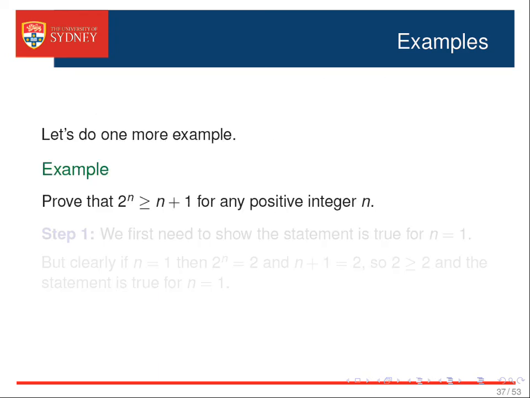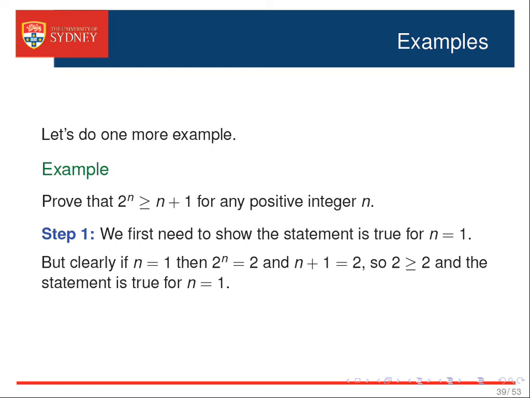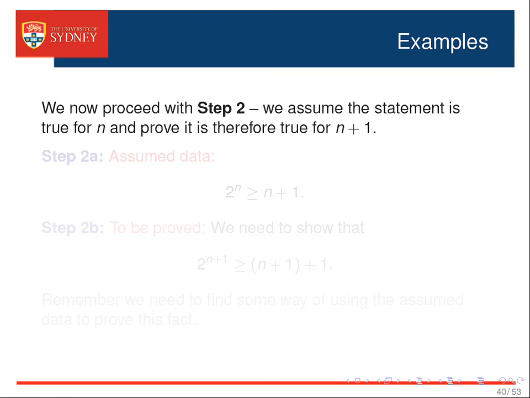Let's finish up with one final example, an inequality which we're going to prove is true by induction. We want to show that 2 to the n is greater than or equal to n plus 1 for any positive integer n. Again, for step 1, we need to show that this is true for n equals 1, which is easy because 2 to the 1 is 2, and certainly 2 is 1 plus 1. If we write out the assumed data, we're assuming that 2 to the n is greater than or equal to n plus 1, and trying to use this to show that 2 to the n plus 1 is greater than or equal to n plus 2, which is n plus 1 plus 1.